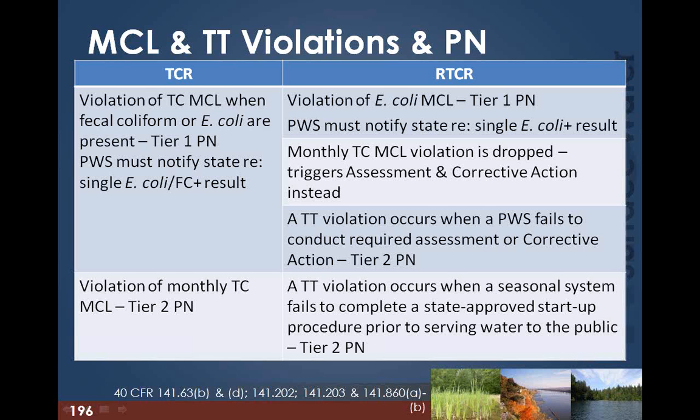For systems that fail to conduct a required Level 1 or Level 2 assessment or fail to complete the required corrective action, they incur a treatment technique violation. This treatment technique violation requires the system to issue a public notice that meets the Tier 2 PN requirements. A seasonal system that fails to complete state-approved startup procedures prior to serving water to the public will also incur a treatment technique violation and must issue public notice that meets the Tier 2 PN requirements.